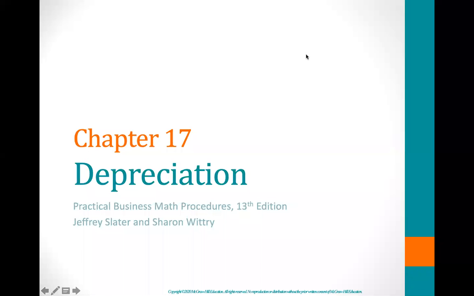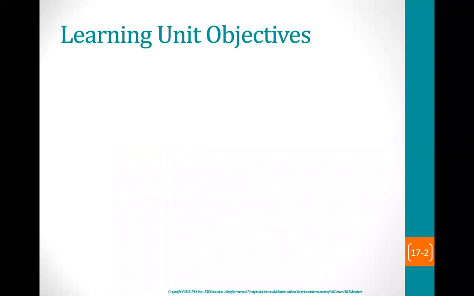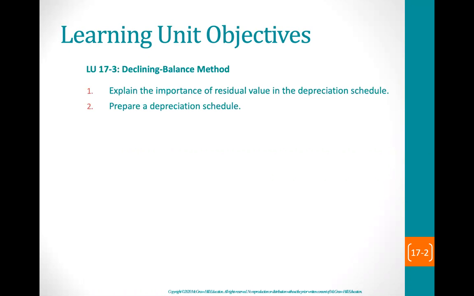Today we will be continuing our work on Chapter 17, discussing more methods of depreciation. We will be discussing 17-3, the declining balance method. We will explain the importance of residual value in the depreciation schedule, as well as how to prepare a depreciation schedule using the declining balance method.